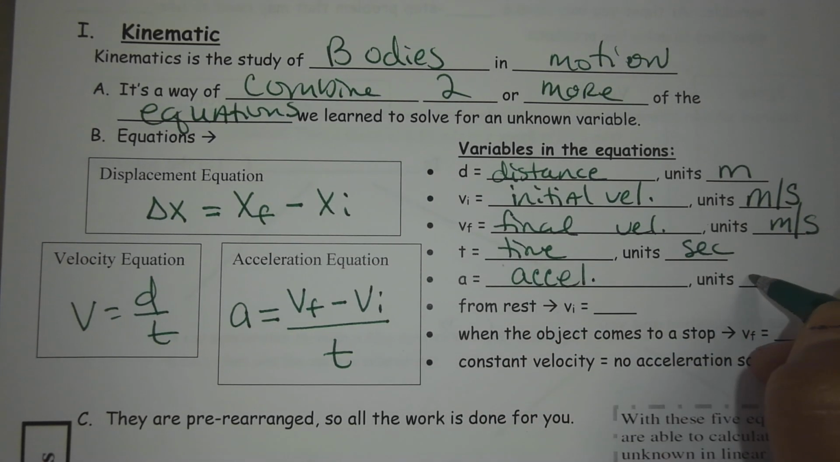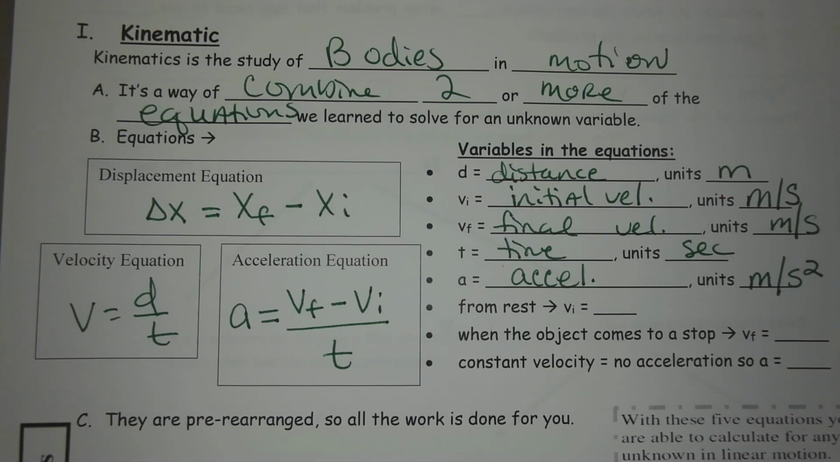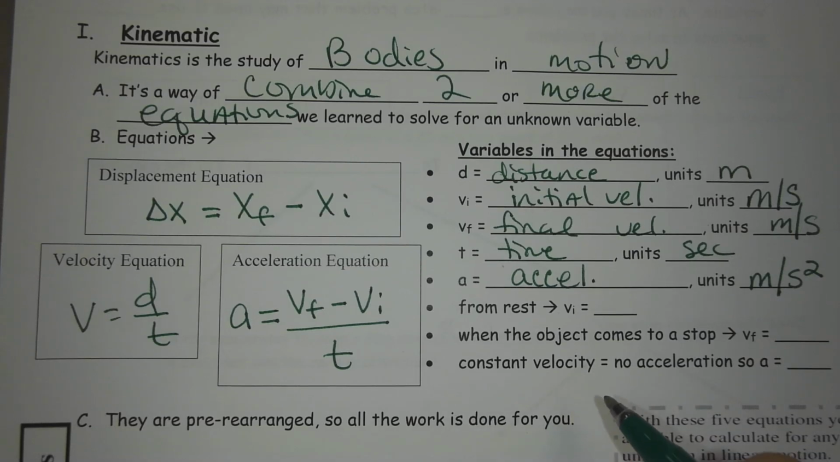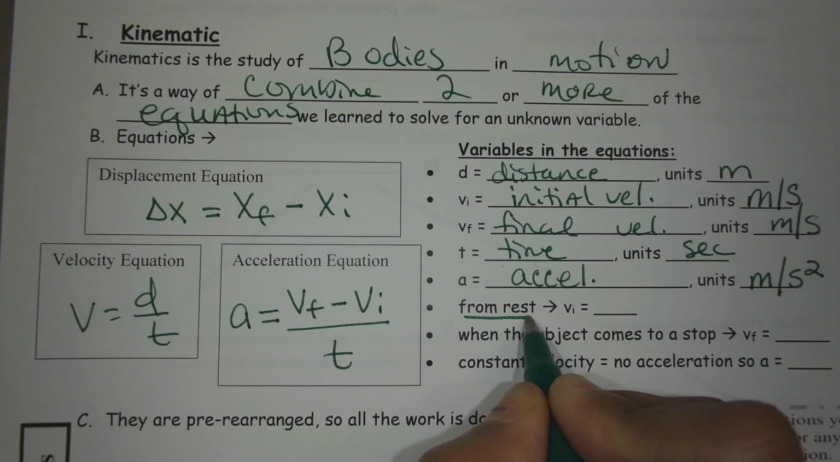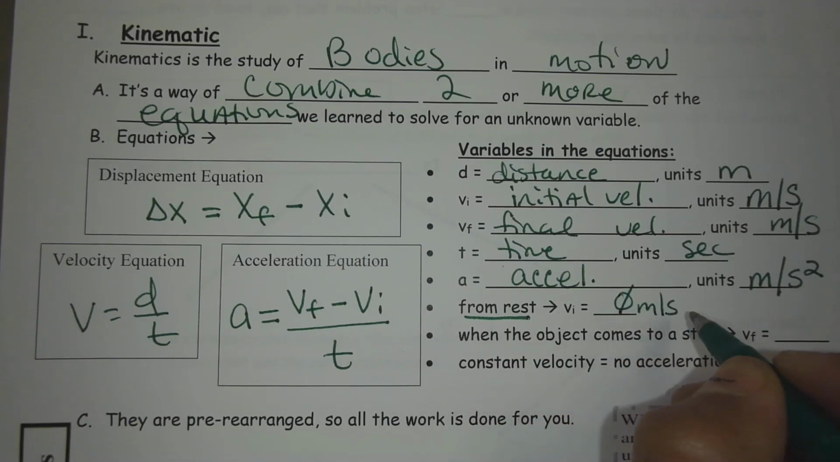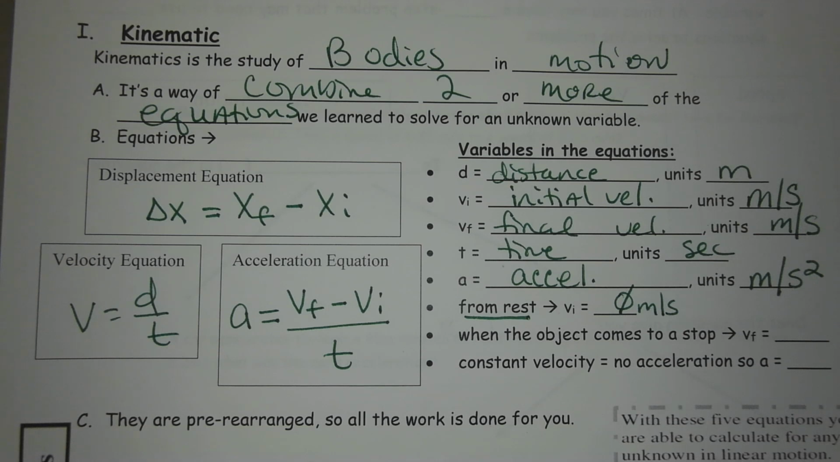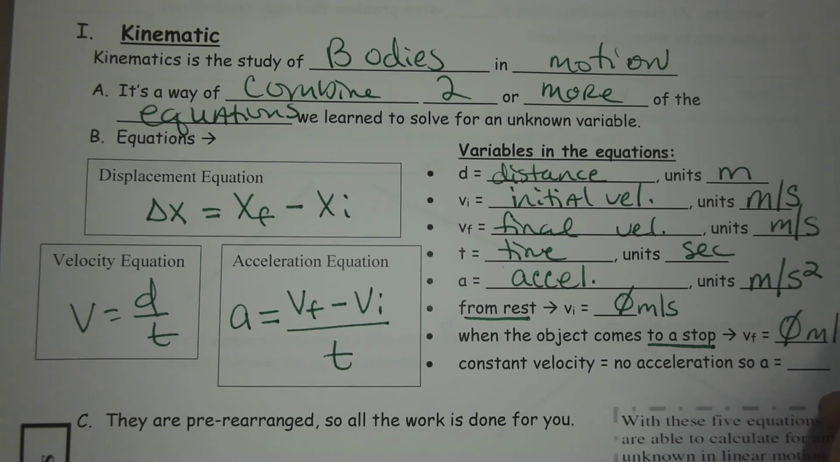Acceleration, we prefer it to be in meters per second squared, but it could be in miles per hour squared. And I don't want us to freak out because some of our numbers are given to us in words. From rest means that my initial velocity is 0 because you started from rest. If you come to a stop, then your final velocity is 0.